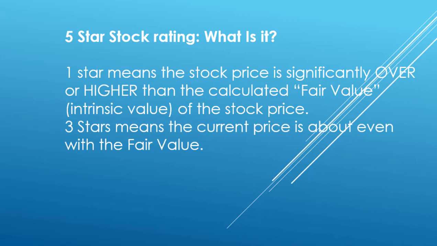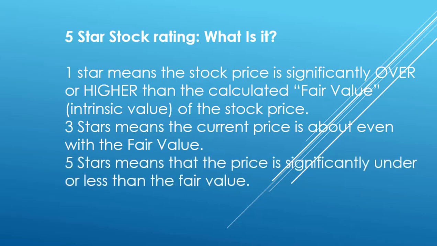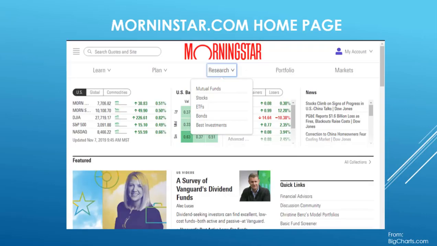3 stars means the current price is about even with the fair value, and 5-star means that the price is significantly under or less than the fair value. As you might guess, 2 stars means somewhere between 1 and 3, and 4 stars means somewhere between 3 and 5. You probably have already figured that out.